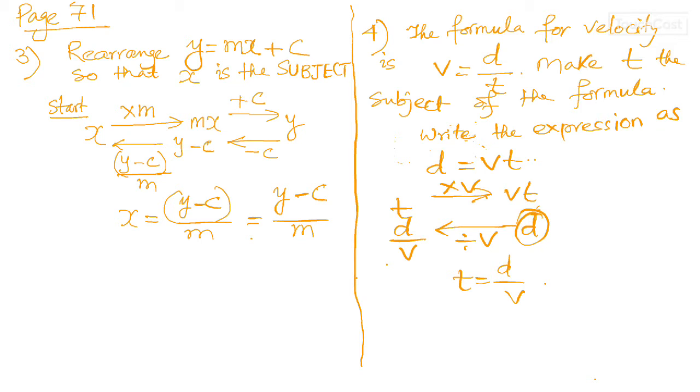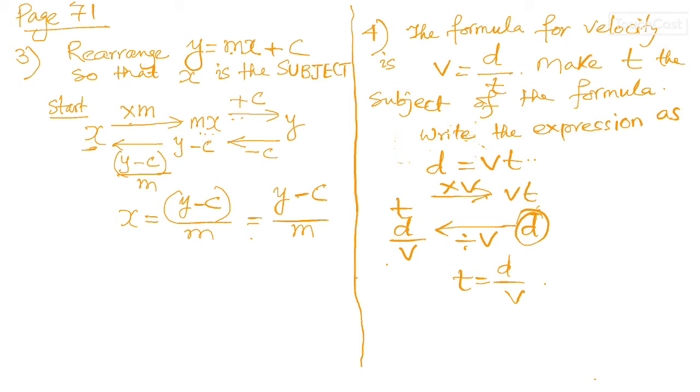So if you look at number 3, rearrange y equals m times x plus c, so that x is the subject. We've got to make x the subject. Start from x, times it by m, and that gives me m times x. And then if you add c, that'll give you y.